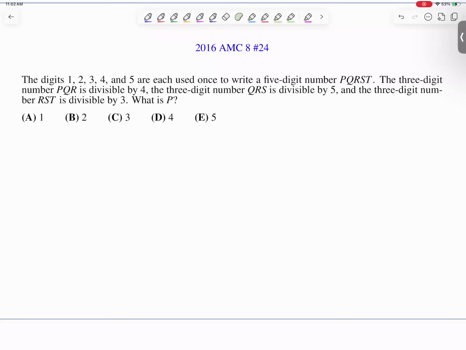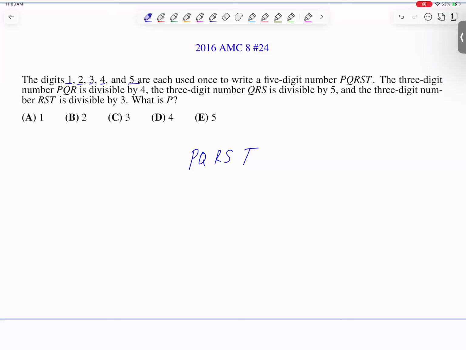The digits 1, 2, 3, 4, and 5 are each used once to write a 5-digit number, PQRST. The 3-digit number PQR is divisible by 4, the 3-digit number QRS is divisible by 5, and the 3-digit number RST is divisible by 3. What is P?